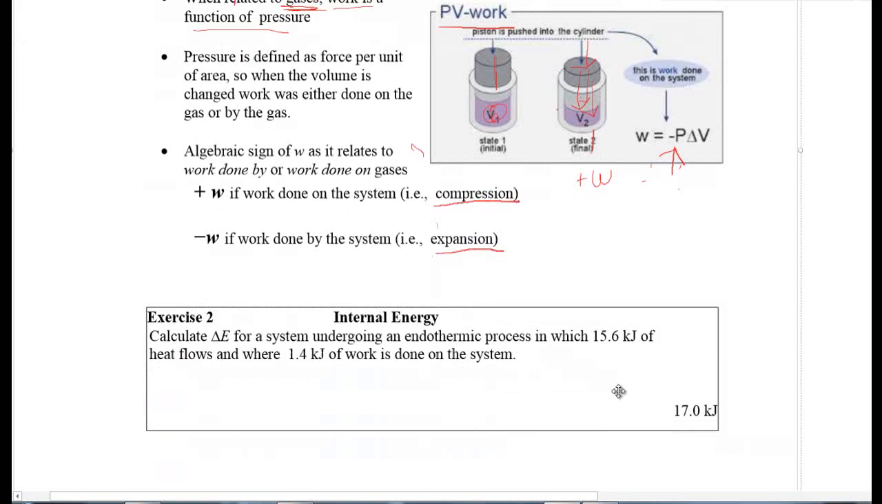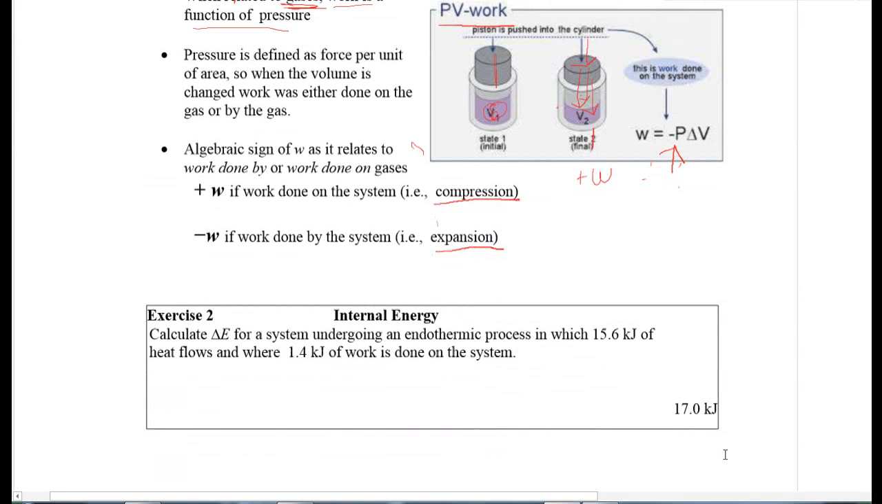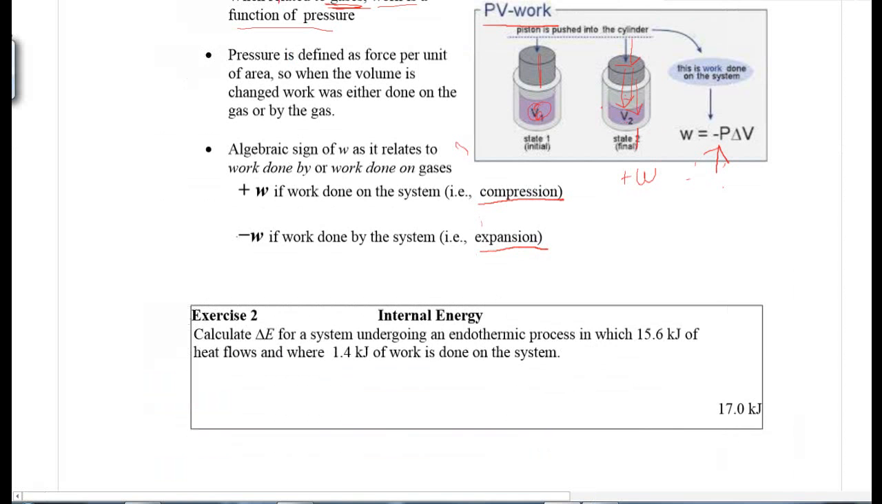Alright, so this looks like a really simple problem, and it is, as long as you're clear about positive and negative. Here we want to calculate the energy for a system undergoing an endothermic process. That tells me that I have a positive Q. Endothermic means heat is going in, so it's a positive Q. It gives me how much Q, the energy of that heat flow, and it says that 1.4 kilojoules of work is done on the system. On the system means plus W, so something's going to get compressed.